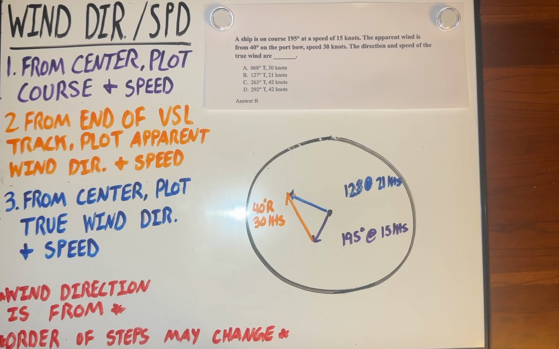So the ship is on a course of 195 at a speed of 15 knots. The apparent wind is from 40 degrees on the port bow, speed 30 knots. The direction and speed of true wind are what?